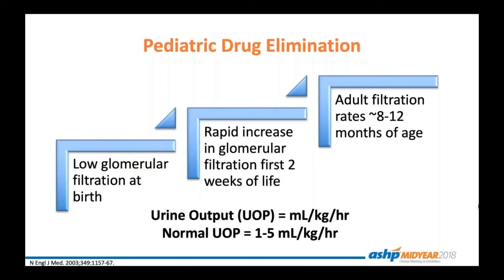It's important to know how to calculate the urine output of your patient to also track their kidney function on a daily basis. In pediatrics, we always report our urine output as milliliters per kilogram per hour, and a normal urine output is 1 to 5 milliliters per kilogram per hour. So it's important to know that for all of your patients every day.